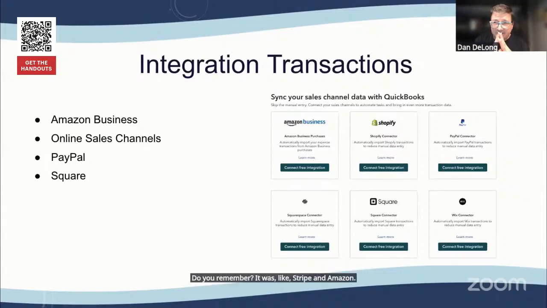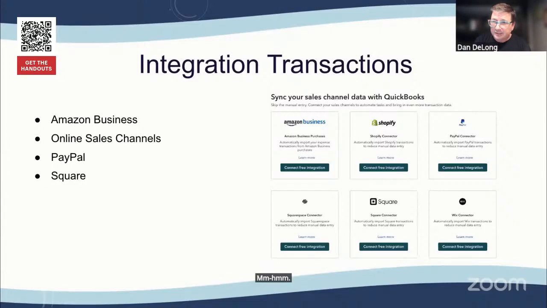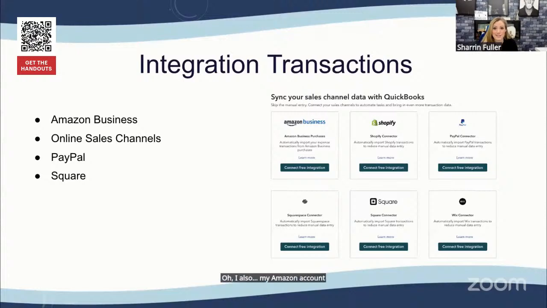Them are online sales channels, right? So you've got Etsy, Squarespace, Wix Connector, Shopify, Amazon Seller Central, right? When you're selling on Amazon. But specifically what Sharon is talking about is Amazon Business. Oh, my Amazon account is also set up as a business account because I buy so much. So maybe that's why I get that connection.